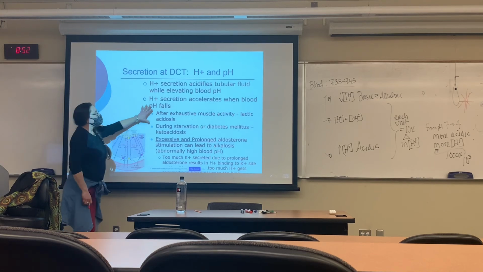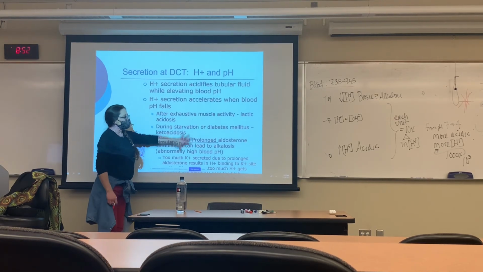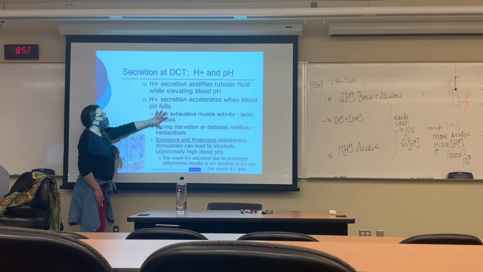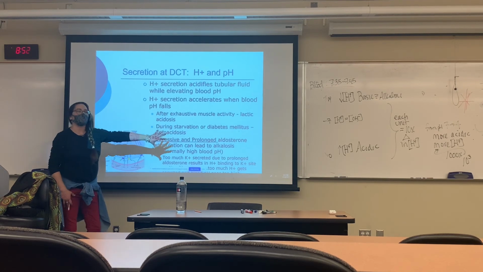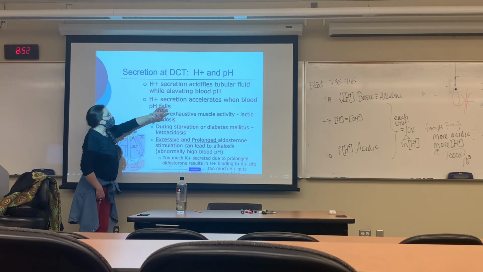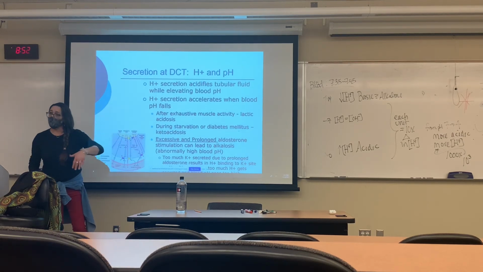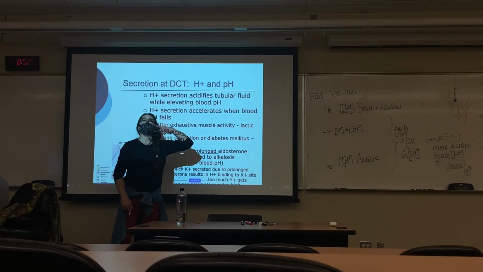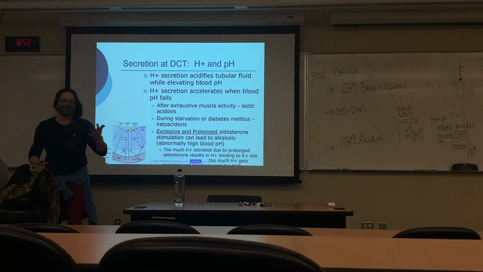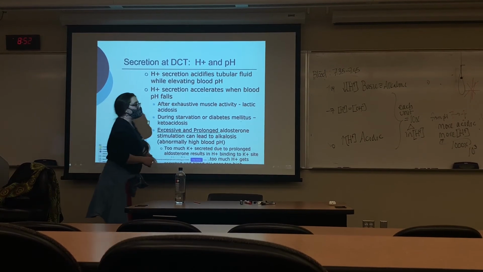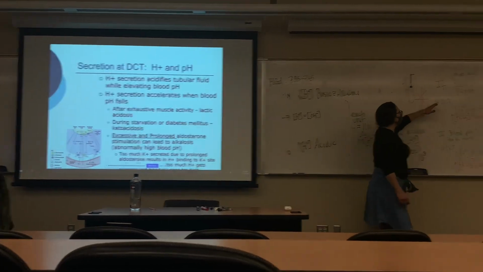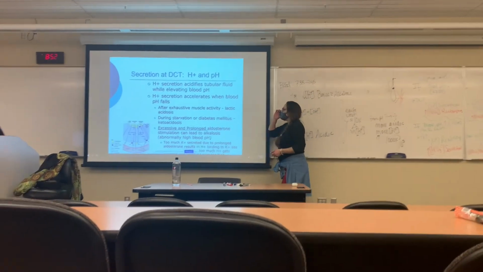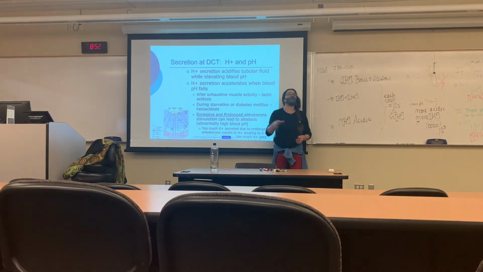Now, I want to just clarify what's going on here on this slide. So this right here is just saying that in certain physiological states, you can see that blood pH can start to fall pretty quickly. And as it starts to fall pretty quickly, you're going to see even more secreting happening at the DCT, just as you would expect. If your blood pH is starting to become too low, then you're going to be secreting more hydrogens at the DCT. And this is just saying, what kind of situations might see that accelerated?